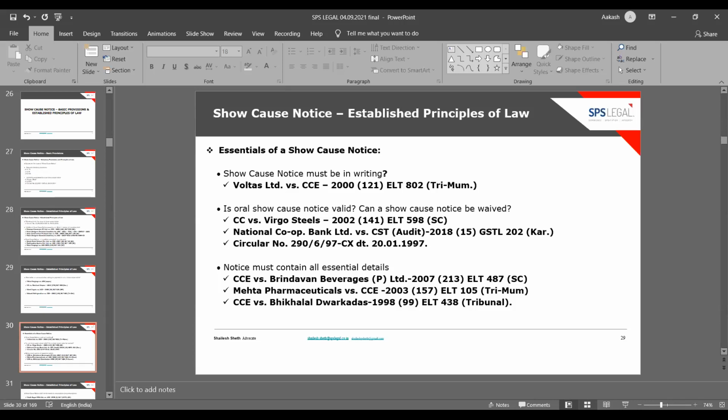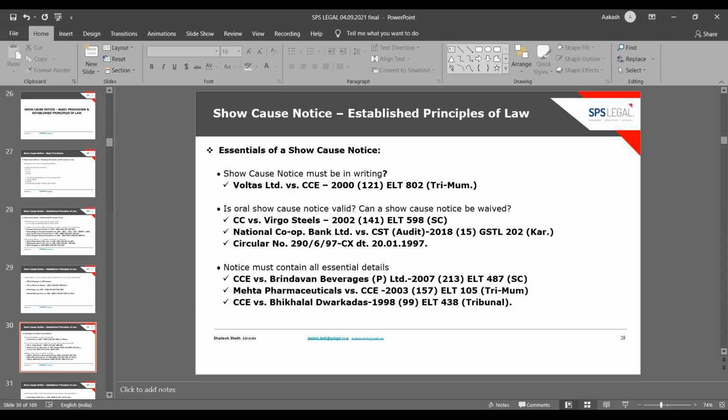So there is a circular of 1997 where the Board, even under customs, has clarified that ideally, when substantial questions of law are involved, the SCN should always be issued so that the proper competent authority can get into the matter in a proper and meaningful manner. And the waiver of the SCN should not be encouraged. A notice must contain all the details.